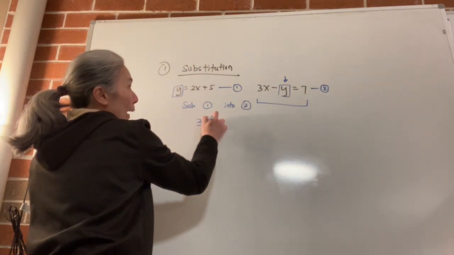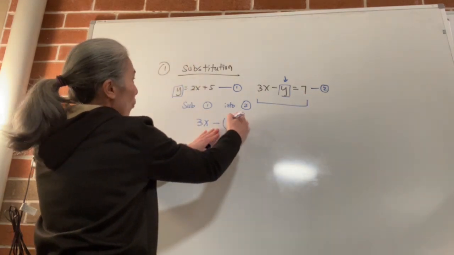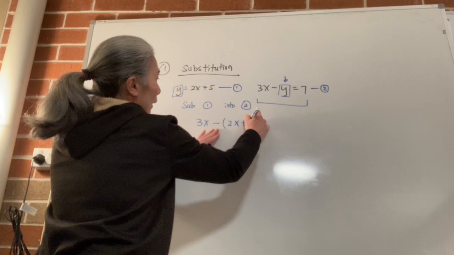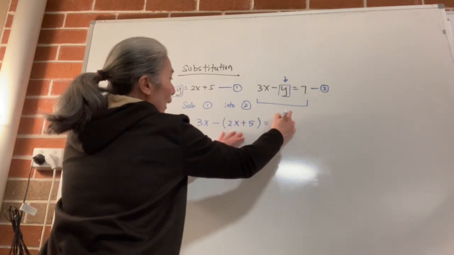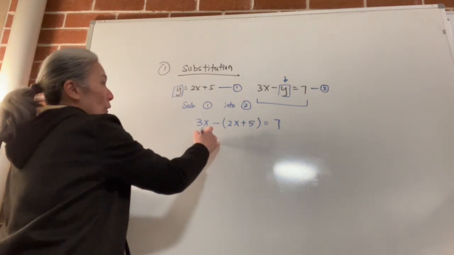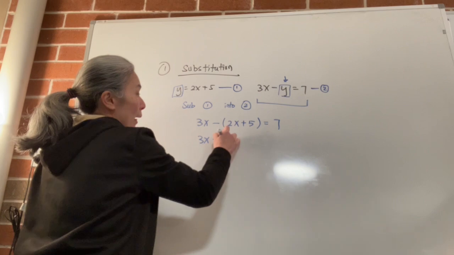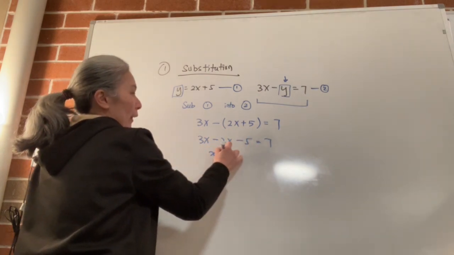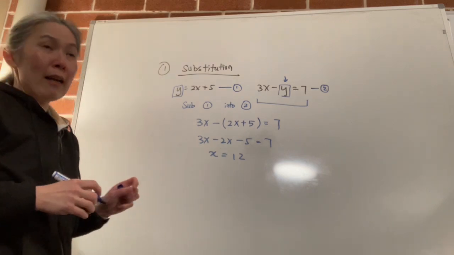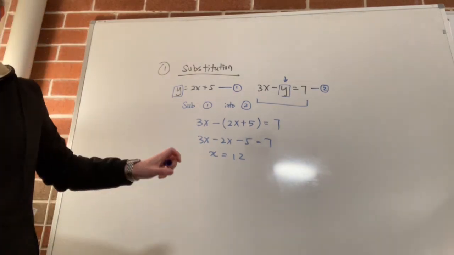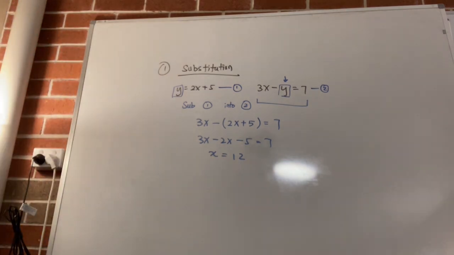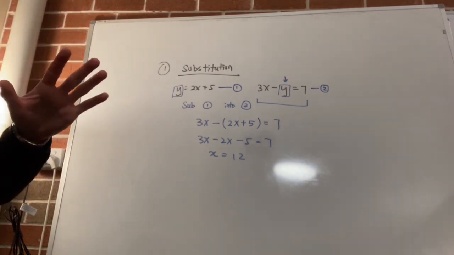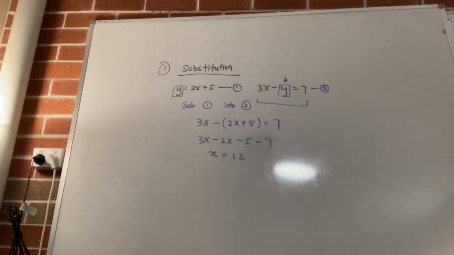So this is the equation I'm going to write: 3x minus, instead of writing y, I have 2x plus 5. In here, I have to write the bracket, otherwise it's not going to be the same. So you are going to have 3x minus 2x minus 5. Therefore, you have x equal to 12. If you work it out and find the y, you have no problem. Your working out is fine. Okay, you're confused on the substitutions.